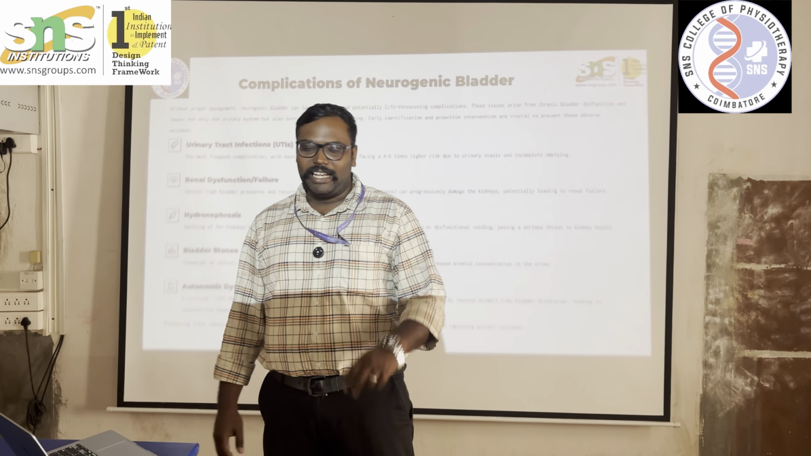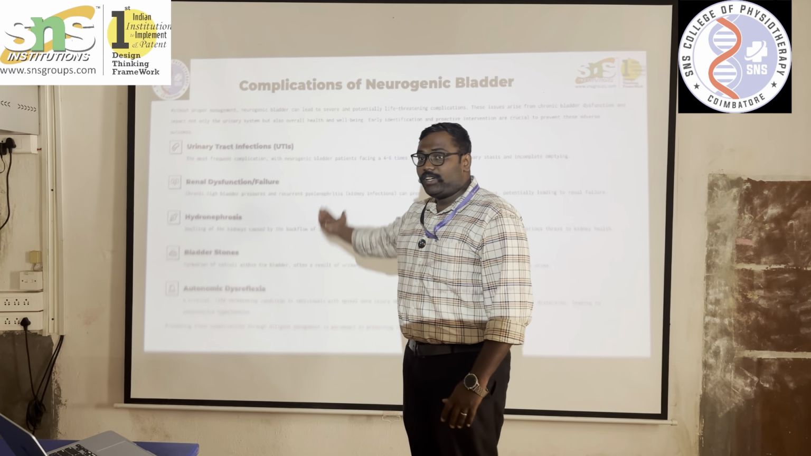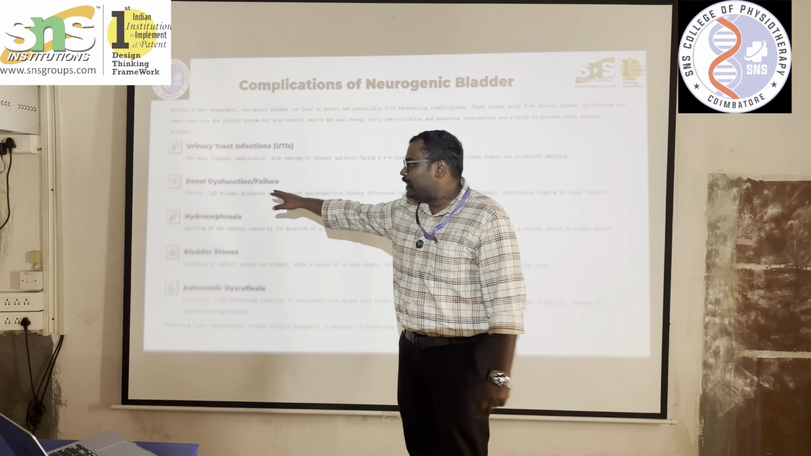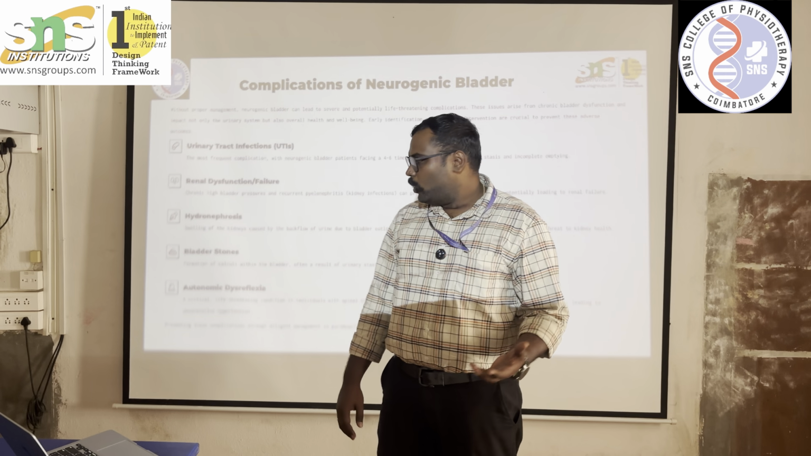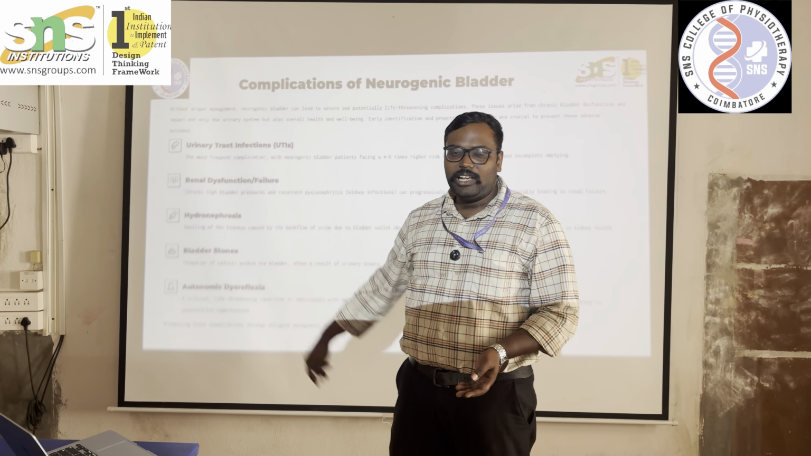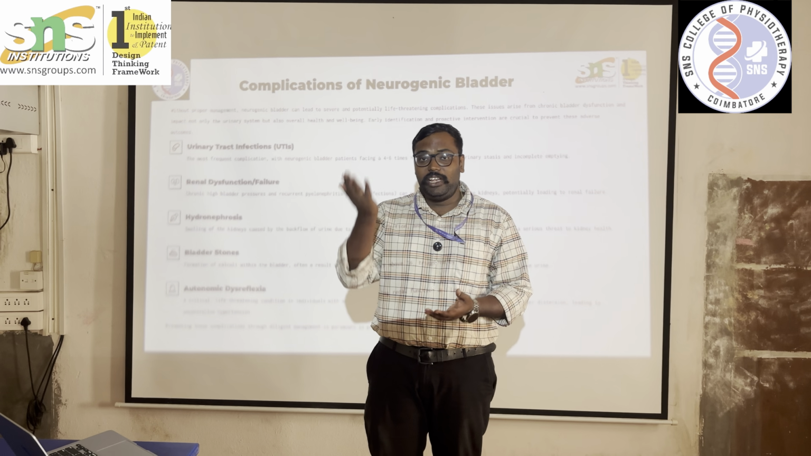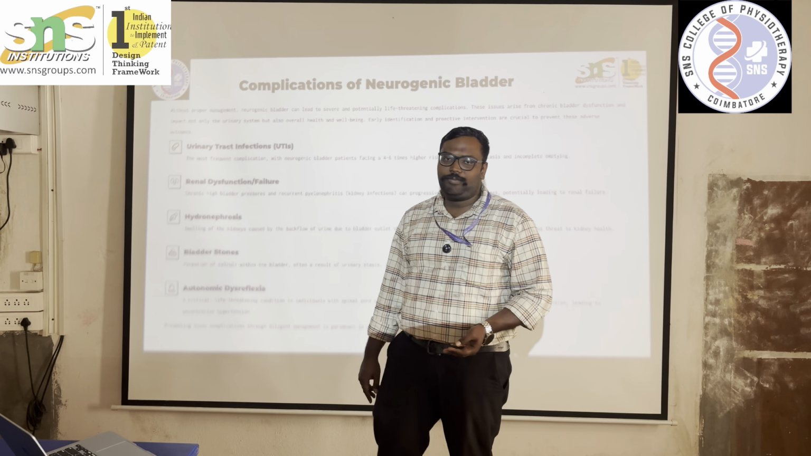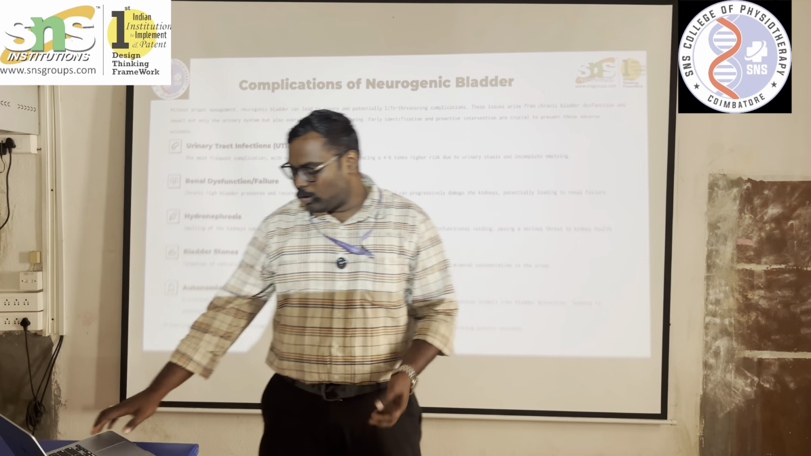Now, complications. What will happen if a patient has a complicated neurological bladder? UTI is the most common in neurological bladder conditions. Renal dysfunction can lead to renal failure, commonly known as kidney failure. Hydronephrosis, the swelling of the kidneys, is most prominent. Lower abdominal pain will be much higher. Then bladder stones and autonomic dysreflexia. They cannot hold control, and voiding of urine will be most common.